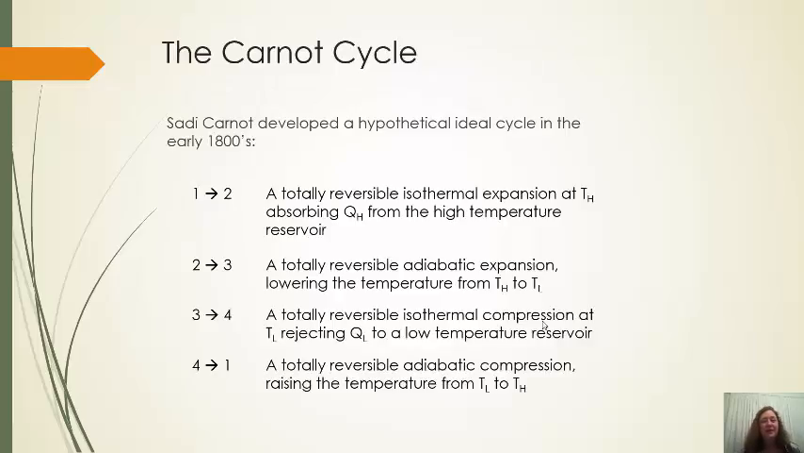Now, let's talk about a thought experiment from the 1800s. Sadi Carnot, I guess French Revolution kind of times, had a lot of time to sit around thinking. And so he came up with this idea of what could be the ideal cycle. So first he started with a totally reversible isothermal, so constant temperature, expansion at a temperature TH, where it gets the heat QH from that high temperature reservoir. So my system is going to absorb all this heat at TH and it's going to be totally reversible.